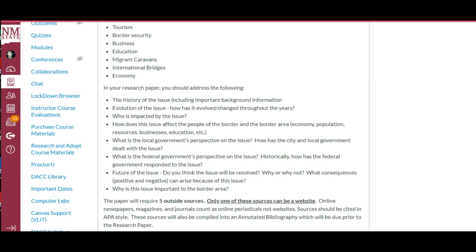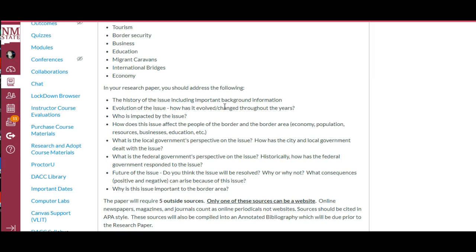So what background information is important for us to understand this issue? For example, for international bridges, you could talk about when the first one was built, how they evolved, the policies that surround them, things like that. So that brings us to the second bullet point, which again I mentioned, how has this evolved, changed throughout the years? Tourism, education, all of those things have changed throughout the year.